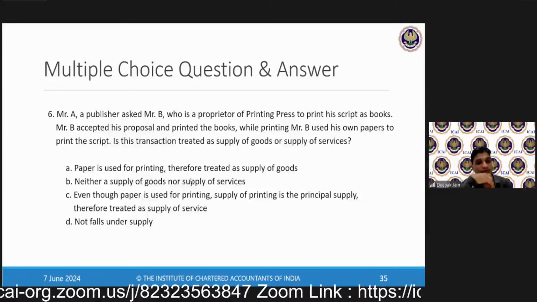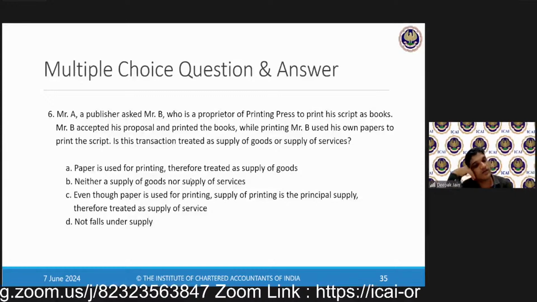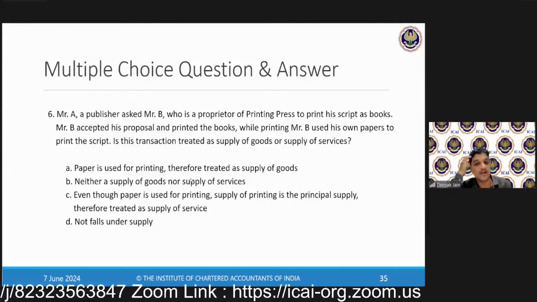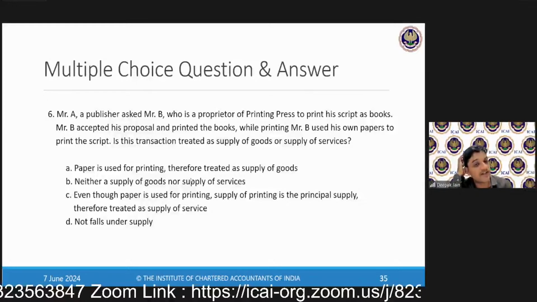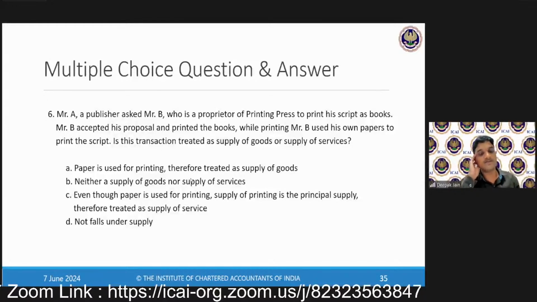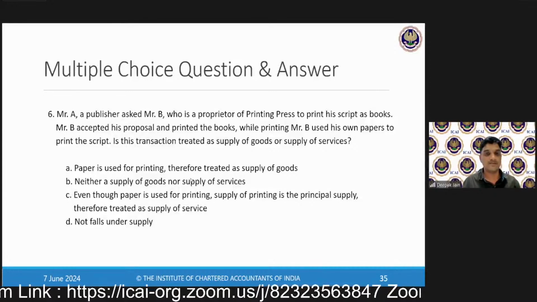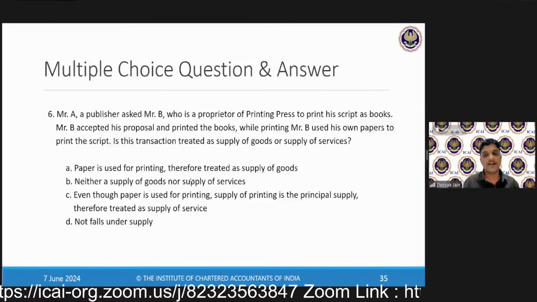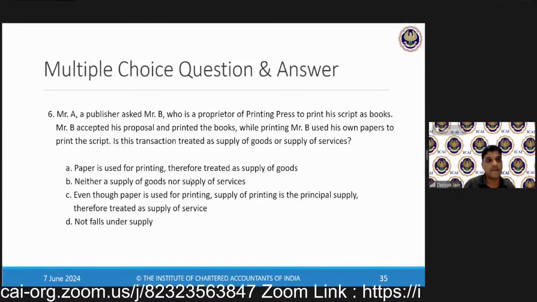Paper is used for printing, therefore it is treated as supply of goods. Neither supply of goods nor supply of services. Even though paper is used for printing, supply of printing is the principal supply, therefore it is treated as supply of service. Correct, Navya, you have given a correct answer.